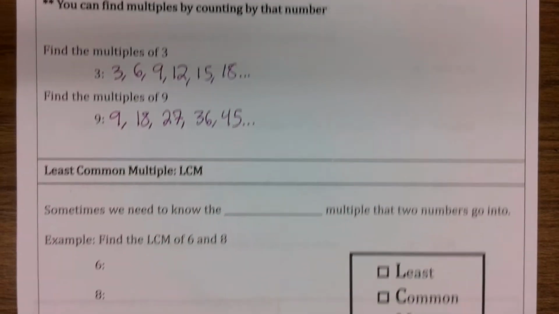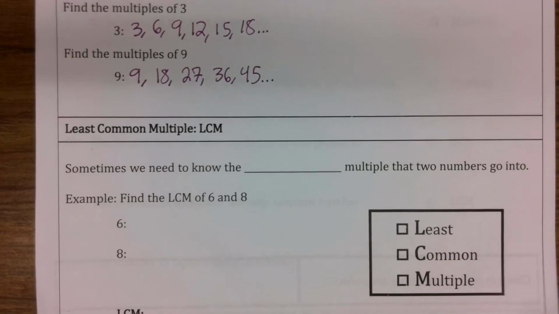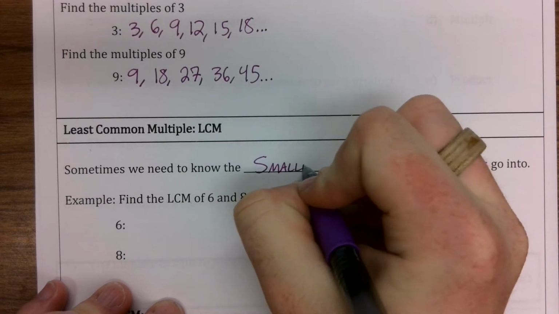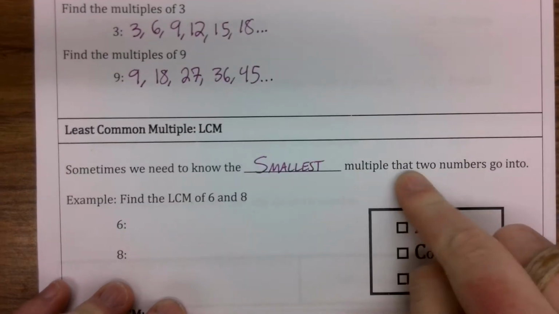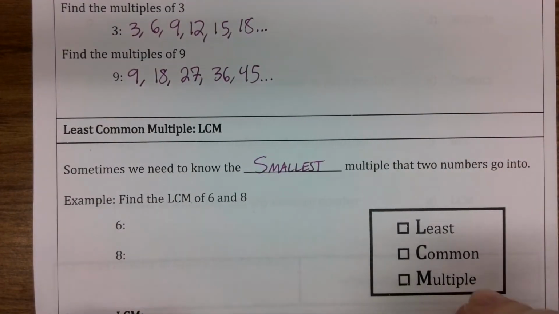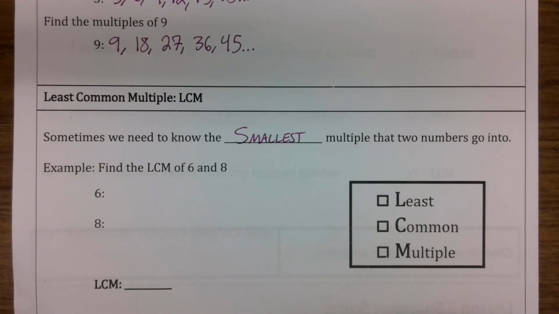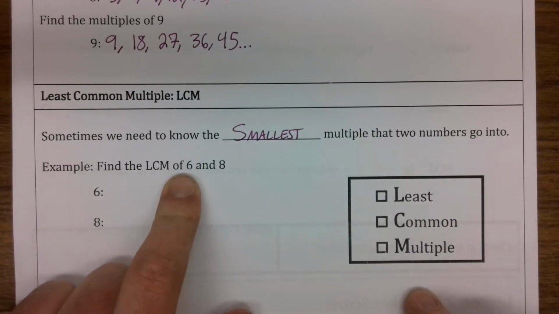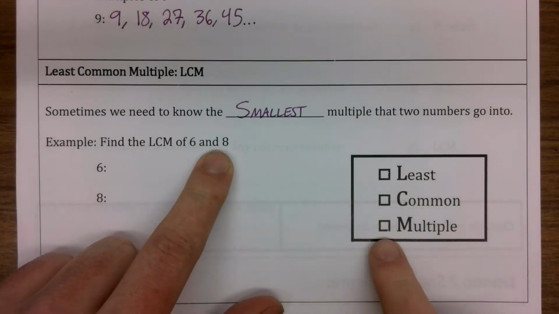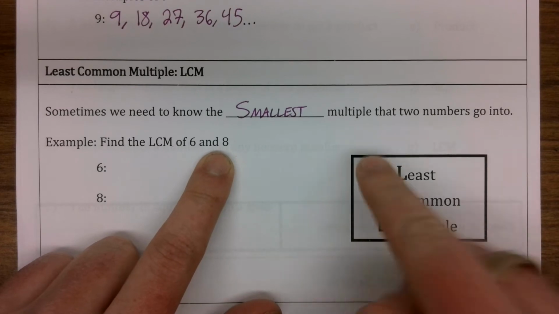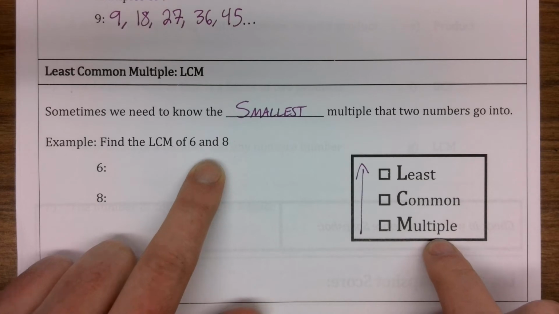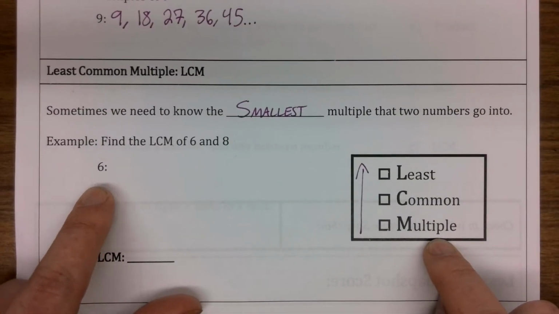Now, sometimes we need to know the smallest multiple that two numbers go into. That's where our least common multiple comes from. So for example, we're going to find the least common multiple, or the LCM, of 6 and 8. Just like with GCF, where we worked backwards, we're going to work backwards here. We'll start with multiples. So let's find multiples of 6, multiples of 8.